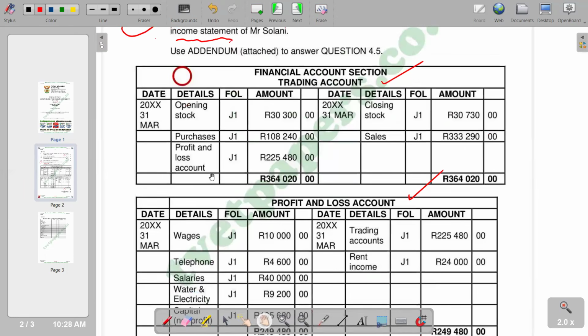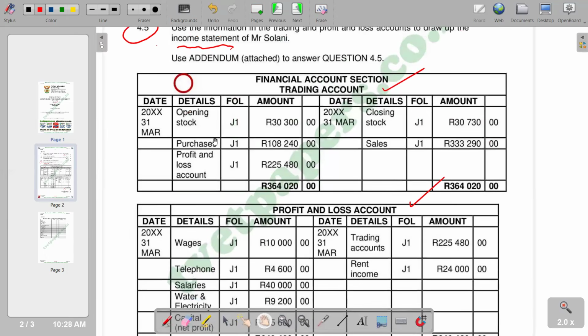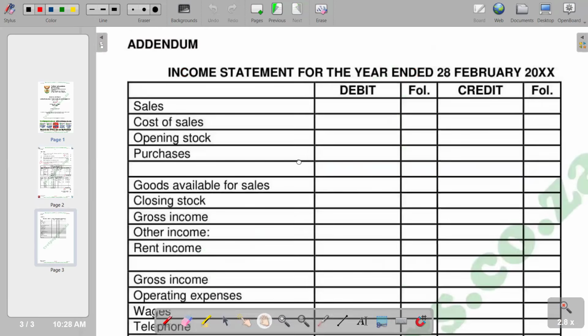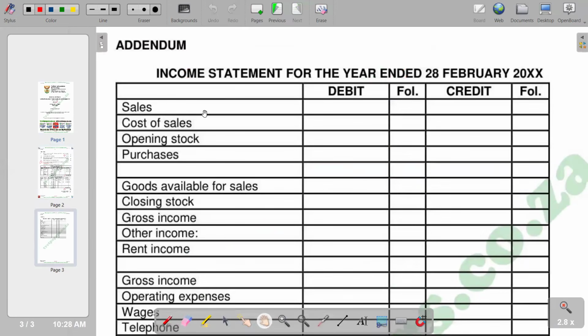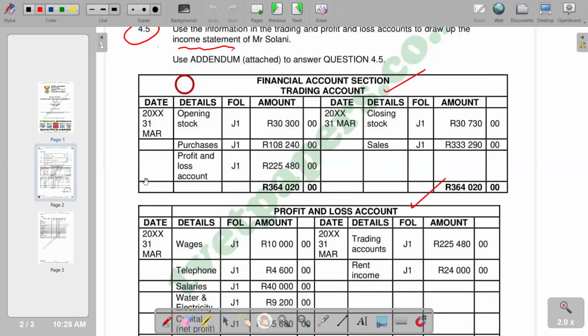We know that the income statement starts with sales. All the information that we're going to put in the income statement, we're going to take from the trading account and the profit and loss account. So this is the income statement that we have. Of course, we are going to start with our sales. We have the debit, we also have the credit. In terms of our sales, we refer back to what we have according to the question.